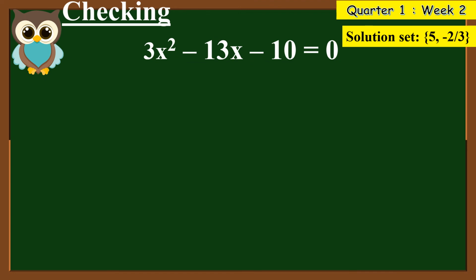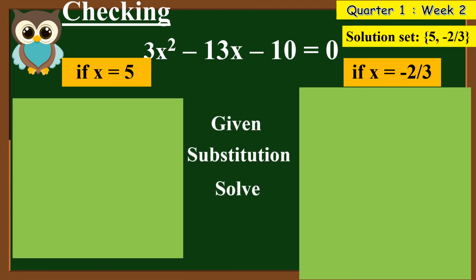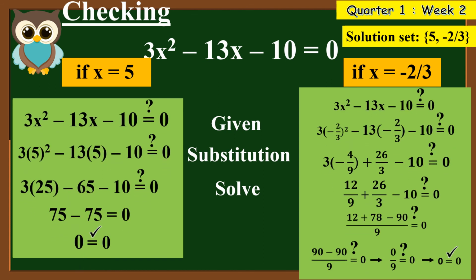Okay, again, for the last step, we have to do the checking. So, we have to write the given, and the solution sets are: if x is equal to 5, and the second one is if x is equal to negative 2/3. So, again, we have to write the given, which is 3x squared minus 13x minus 10 is equal to 0. Then we have to substitute the values of x, which are positive 5, and on the other side is negative 2/3. So as you can see from the solution that I presented here, both sides of your equation are equal, both for the values of x, which are 5 and negative 2/3. So therefore, we got the correct value of x, or the solution set of the given quadratic equation, which are 5 and negative 2/3.